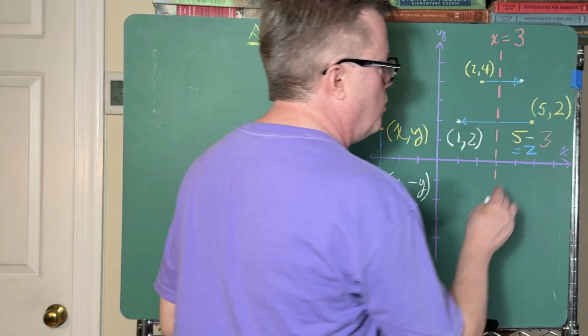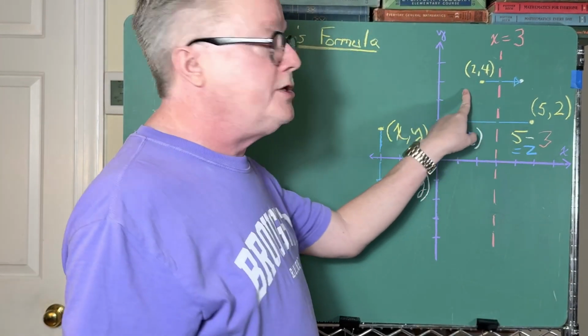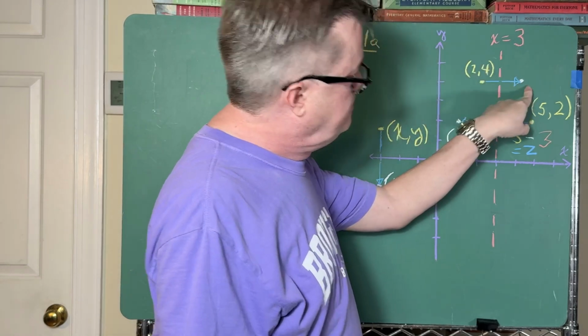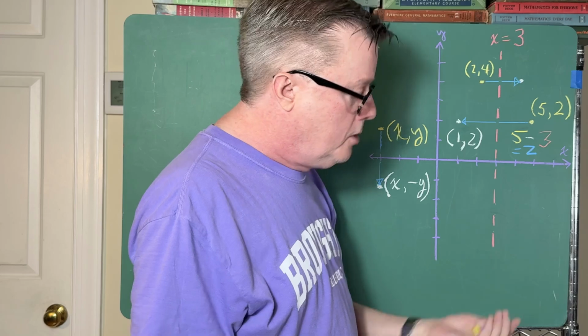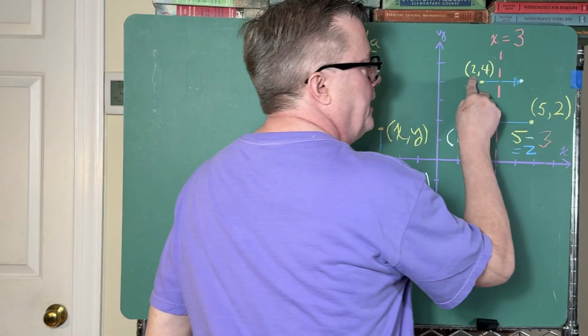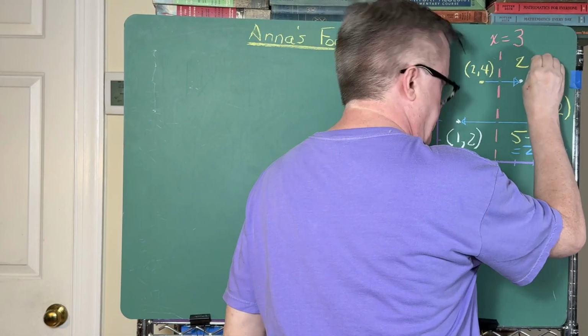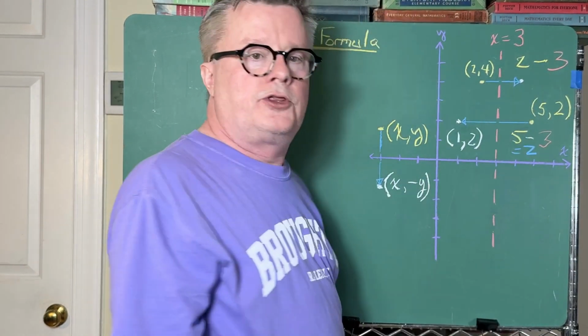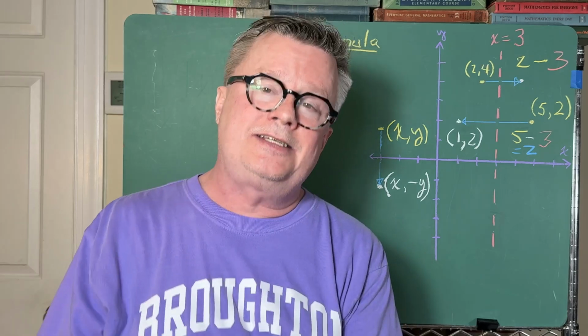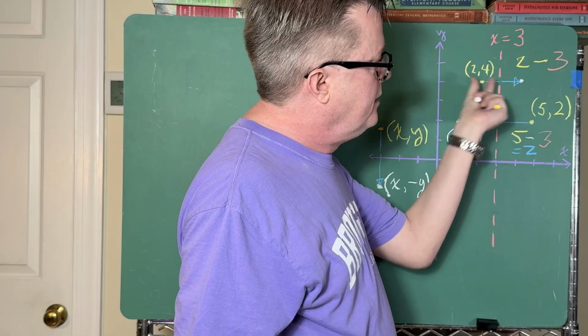Okay, let's see if that works up here. I have the point 2, 4. I want to reflect it across the line x equals 3. What did we say we needed to do? We need to take the x-coordinate of the point and subtract the 3, because the line is at 3. Does that give us the distance from that point to the line?